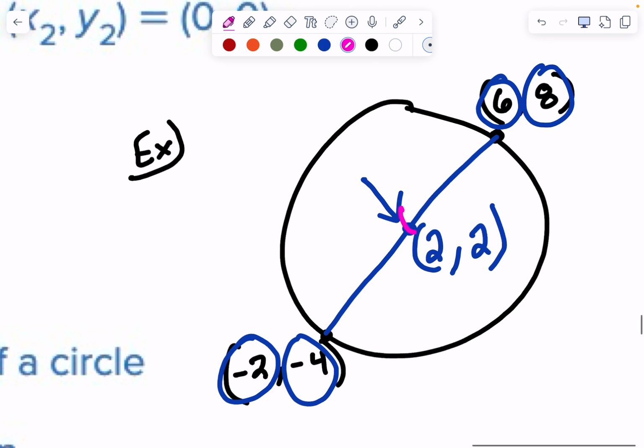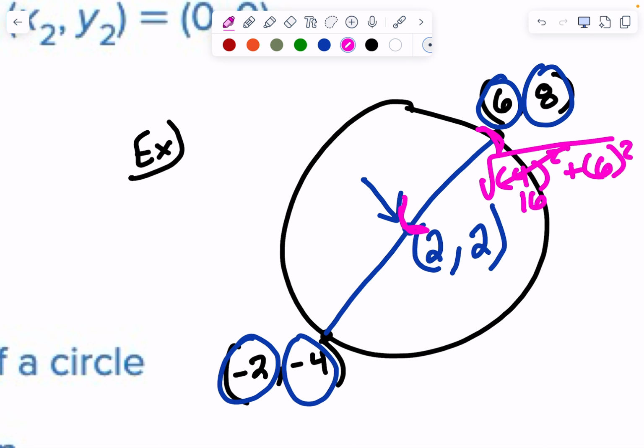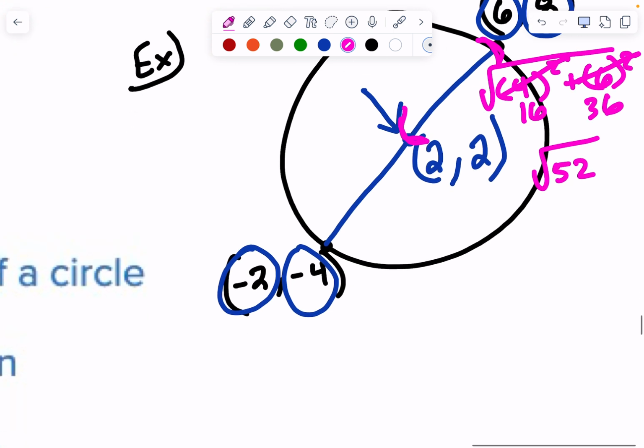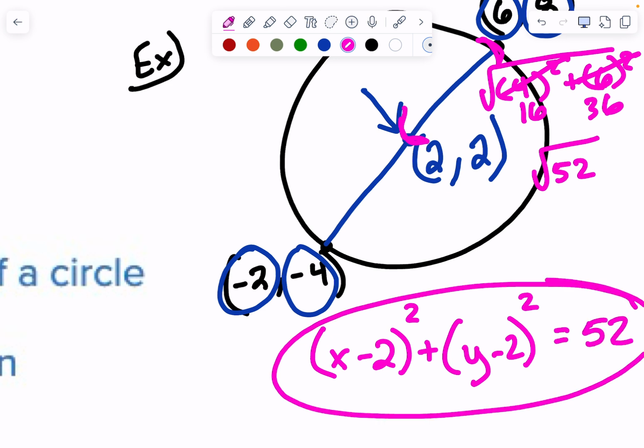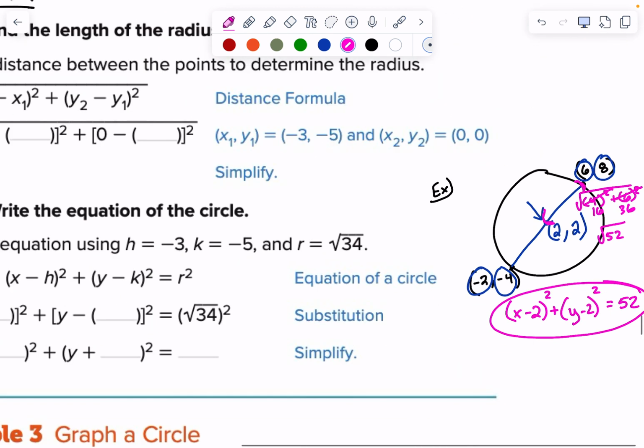Now, if I'm trying to find the radius from here to here, the distance formula, 2 to 6 is 4. 2 to 8 is 6. 4 squared is 16. 6 squared is 36. That is the square root of 52, right? So my equation is going to be x minus 2 squared plus y minus 2 squared equals 52, and that's all. Does that make sense? So if they give you the two endpoints, you can use the midpoint and find the middle, right? Then you find the radius. Got it? It's a lot easier than you think it is.